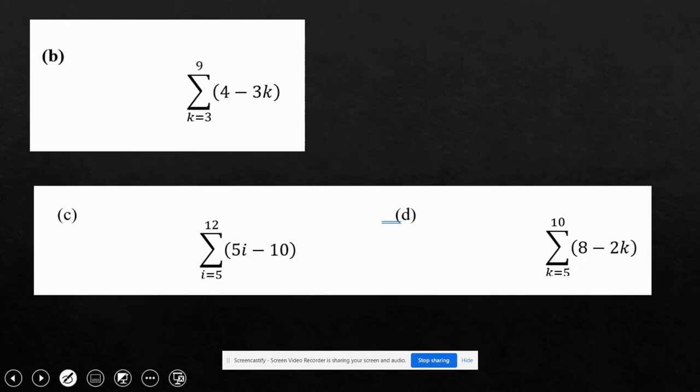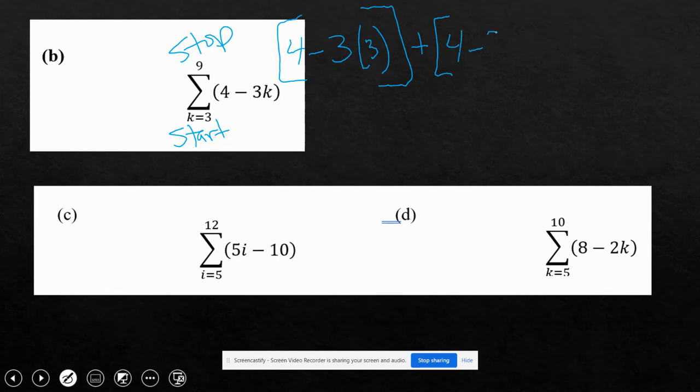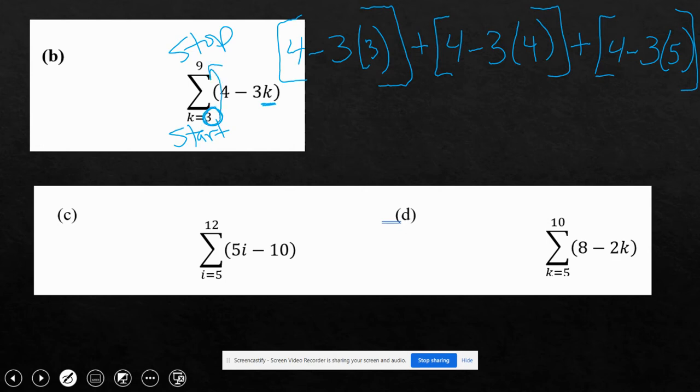So if I take a look at letter B, my start is at term number 3, and then I am stopping at term number 9. Because we're not finding from start to finish, there's another way that we can look at this problem, and that is to write this as a list of values. So our third term, using that rule, is 4 minus 3 times 3. Then it wants me to go to the fourth term. So 4 minus 3 times 4. Then the fifth term, 4 minus 3 times 5. Remember, k gets replaced with these numbers all the way to 9.